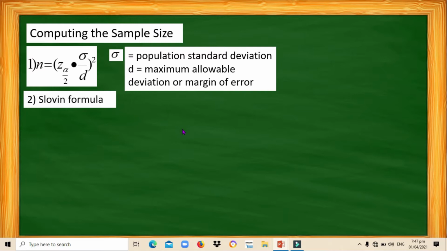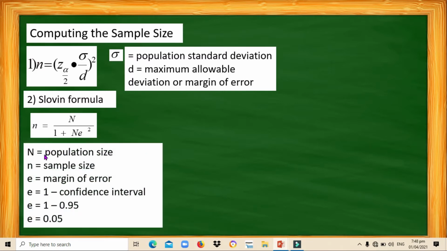Okay, we have the second formula to compute the sample size, that is called the Slovin formula. So n, the sample, equals the population, capital N, over 1 plus N times E squared. Then E is the error, the margin of error. And N is the population size, small n is the sample size, E is the margin of error.